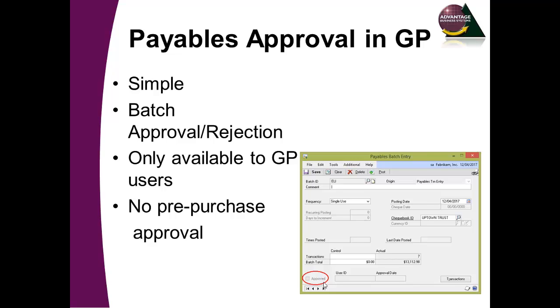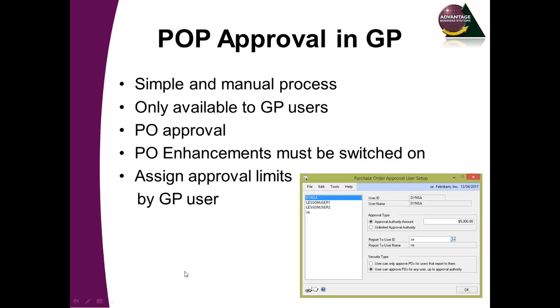Now that's very basic, there's no approval hierarchy or workflow. Any GP user potentially could go in and tick that box even if they don't have the right authority to do so. And there's no pre-purchase approval. This is on payables, so it's literally you've put your invoices onto GP once they've arrived into a batch, and you later tick that box to say that it's an approved batch. So very basic, very simple, potentially not very secure either. And also only available to GP users. So if you have budget holders who aren't GP users that should be signing off invoices, they won't actually have access to this window.